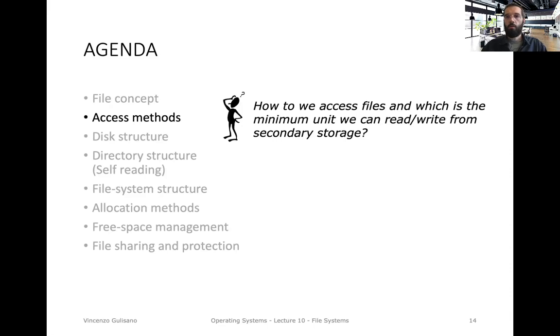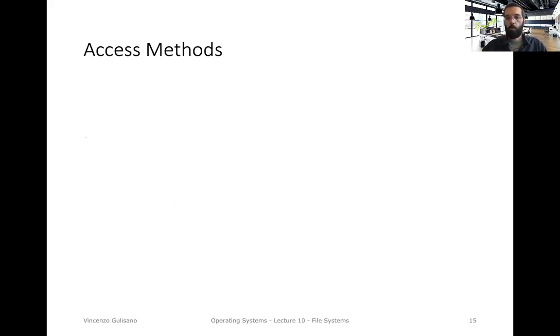Let's move now to access methods. So how to access files, and which is the minimum unit we can read or write from secondary storage or the disk. So we can go in two ways here.